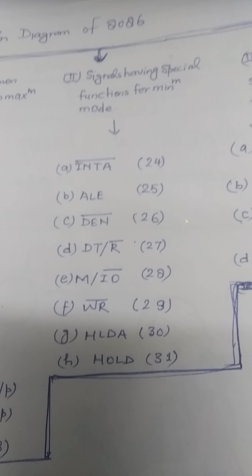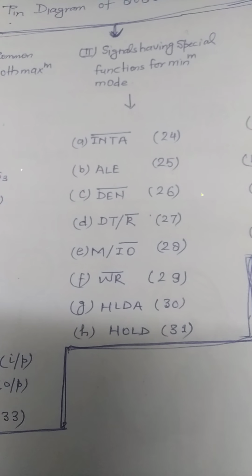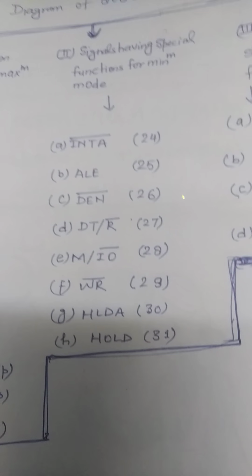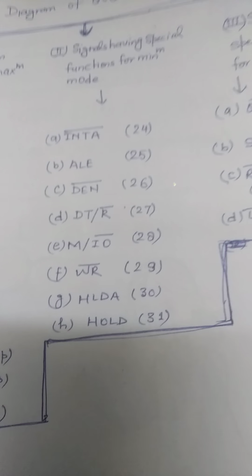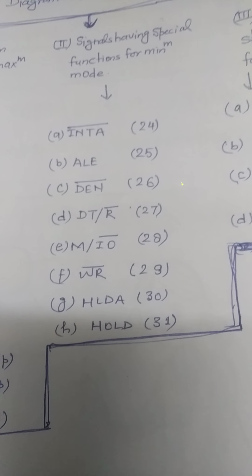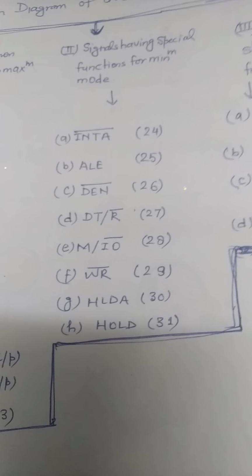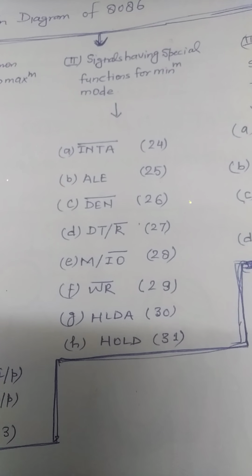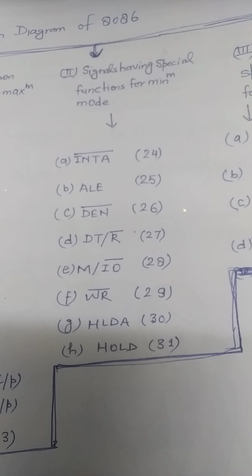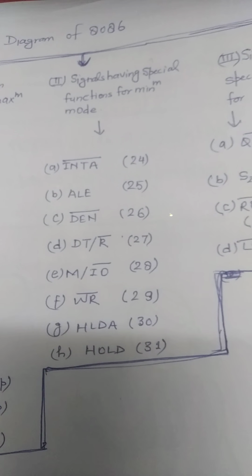Next is at pin number 27, DT/R bar, that is data transmit/receive mode. When the signal on this pin is high, then the microprocessor sends the data, and when the signal is low, then the microprocessor 8086 receives the data. Next is M/IO bar, pin number 28. This pin is used to differentiate memory or IO operation. When the signal on this pin is high, then the microprocessor interacts with the memory, and when the signal is low, then it will interact with the IO.